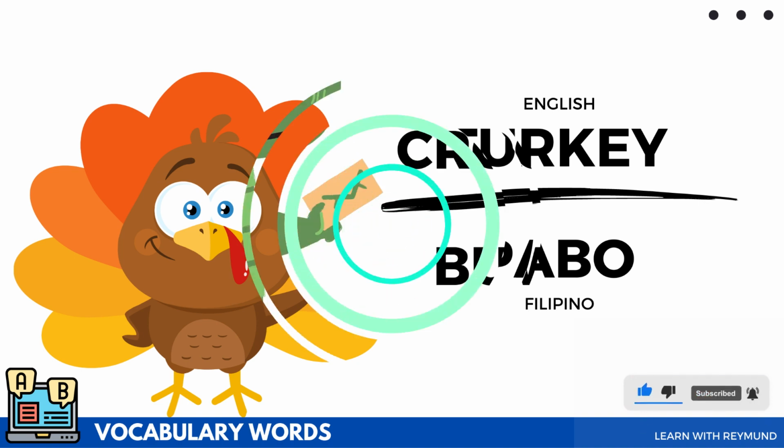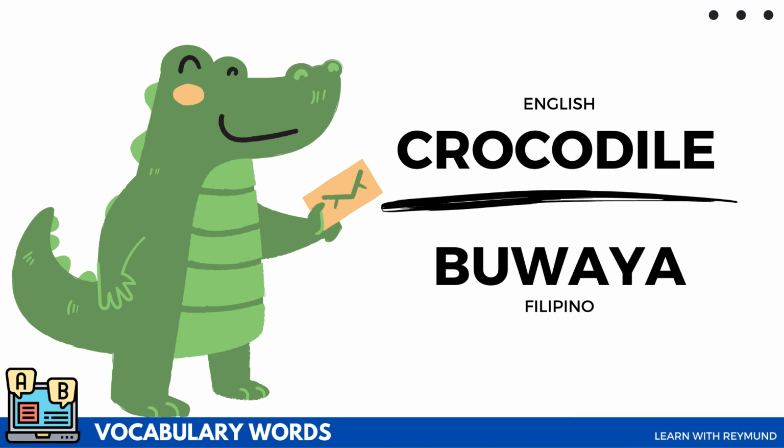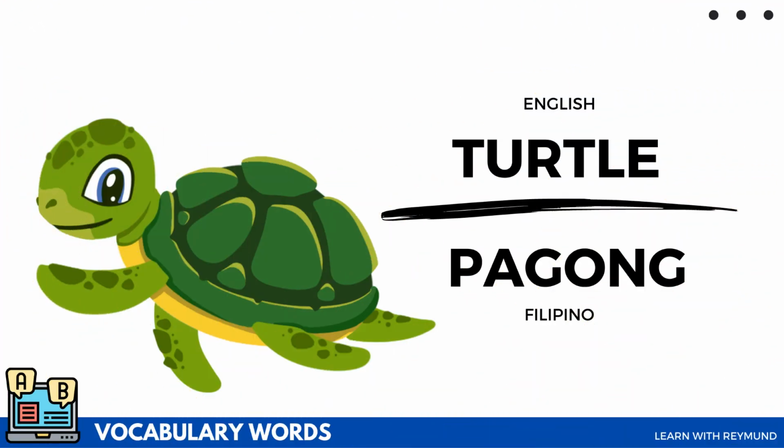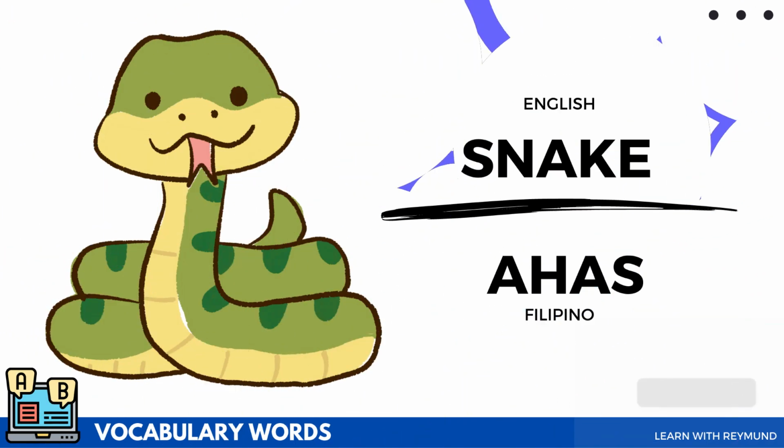Turkey, pabo. In English, it's a crocodile, and in Filipino, it's a buwaya. Crocodile, buwaya. In English, it's a turtle, and in Filipino, it's a pagong. Turtle, pagong. It's a snake in English, and it's an ahas in Filipino.